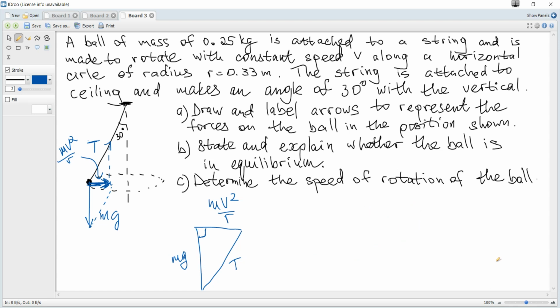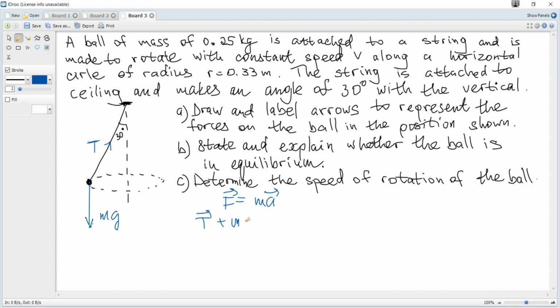is to use in general Newton's second law. F is ma, where F is the vector sum of two forces. F is tension vector plus mg vector is ma vector. Acceleration is to the center. And we choose a coordinate system. Let x be horizontal to the right, y be vertical up, and we rewrite this vector equation in components. It's called projection on the x-axis and y-axis.